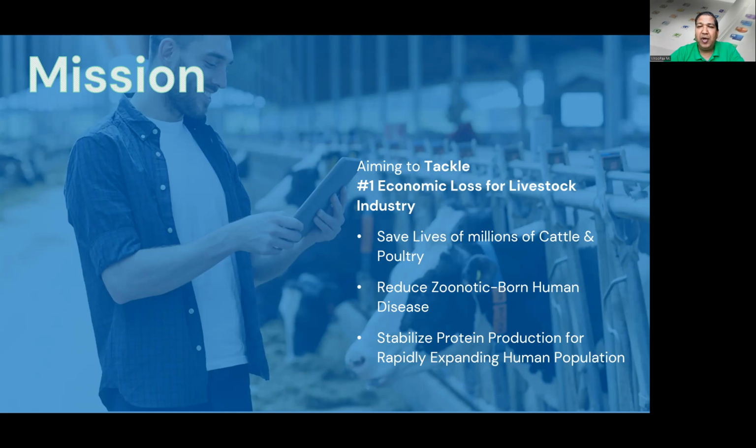In this particular case, we are aiming to tackle the number one economic loss for the livestock industry. I mean, think about it, right? We could be saving the lives of millions of cattle and poultry if we applied AI ML predictions. We are also looking at the impact to human life, so reducing zoonotic-borne human disease that could spread through animals, right? And then finally, stabilizing protein production in the overall industry for animal healthcare. There's a thought about how we could help in expanding the human population too.